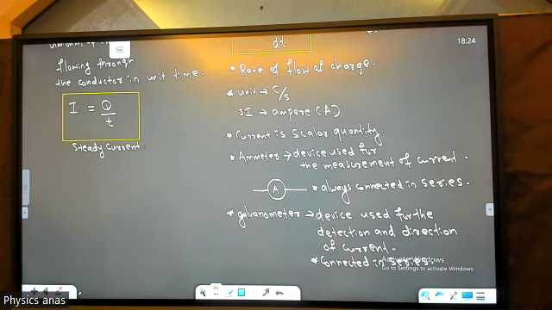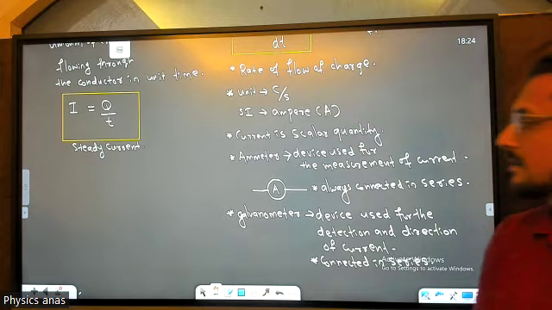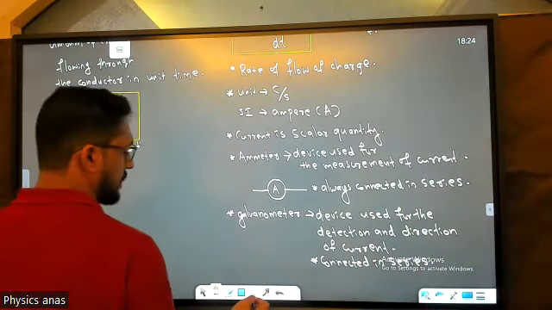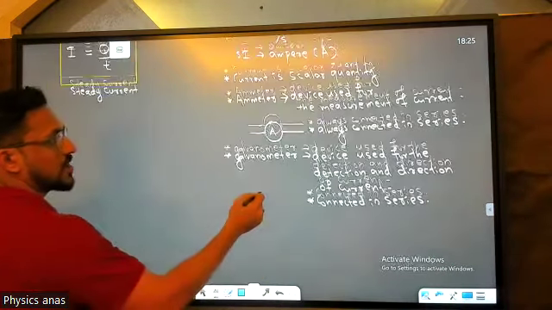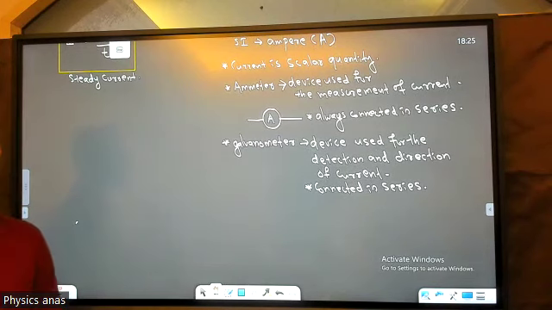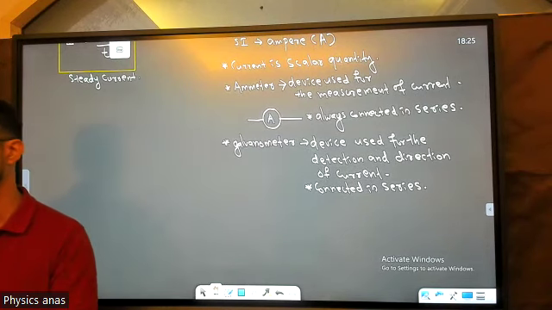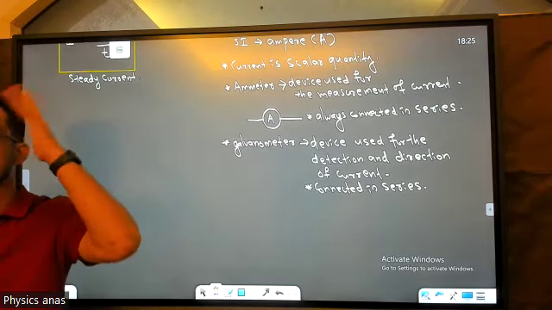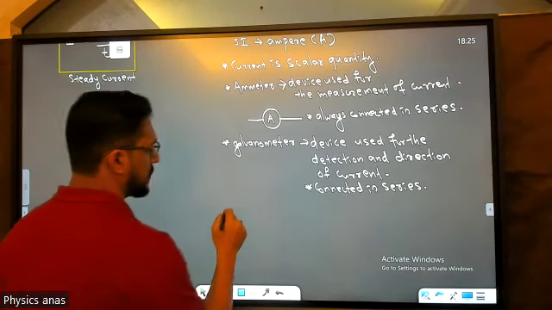Okay. What is the direction of current? From which potential to which potential? Current is always from higher potential to lower potential. What is the higher potential? Positive will be the higher potential.